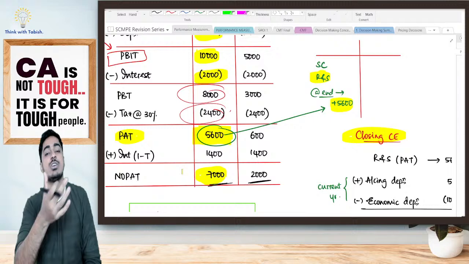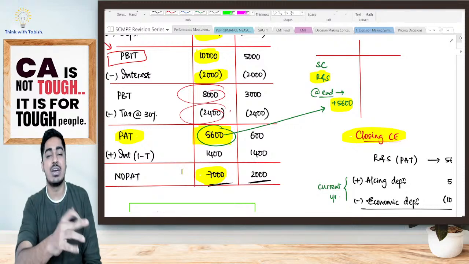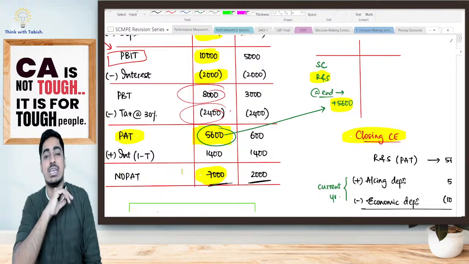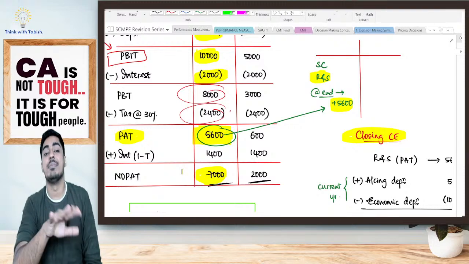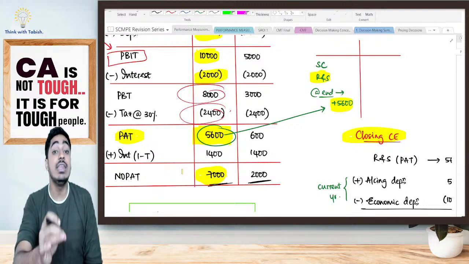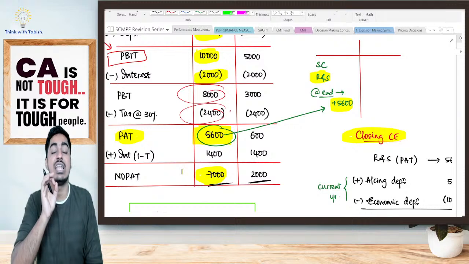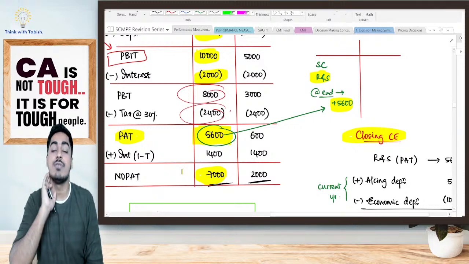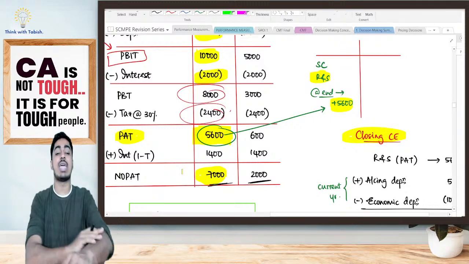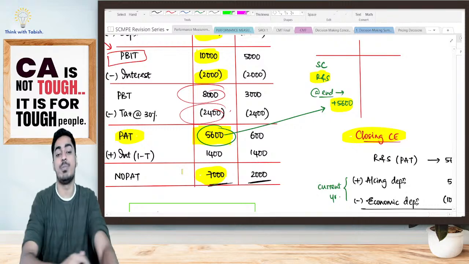Now look at this. In the books of accounts, you are following as per your company accounts or your income tax, your statutory rate. But in costing, what are we telling? In economic terms, what is my depreciation? What is the real reduction in value? Tell me that. Now, if I have to calculate my real NOPAT, what will I do?